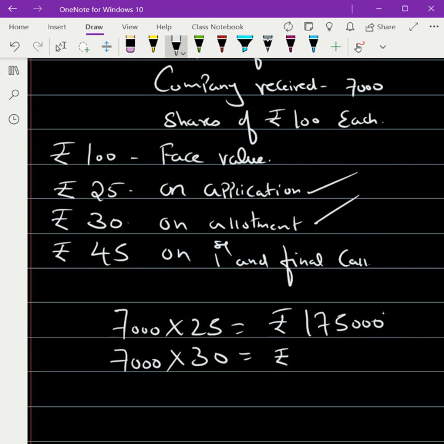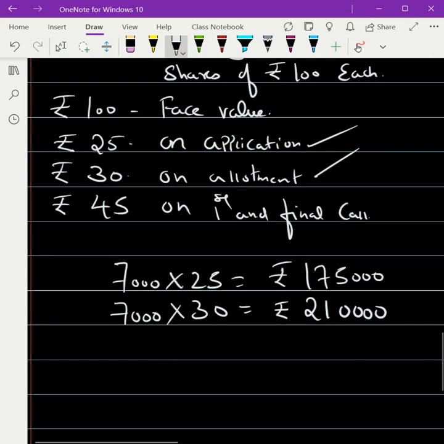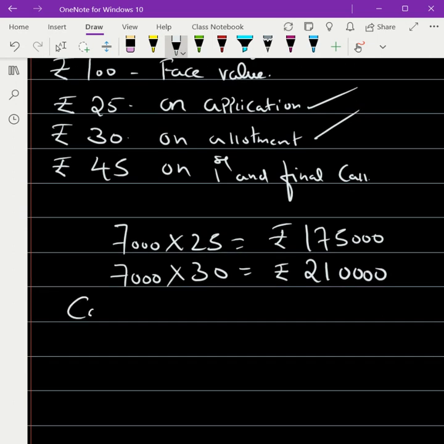Will it be an amount of rupees 2,10,000? Okay. So in this case, how will you report this? The called up capital is rupees 55 per share, and the total amount you will state separately. That means the called up capital will be rupees 55 per share.